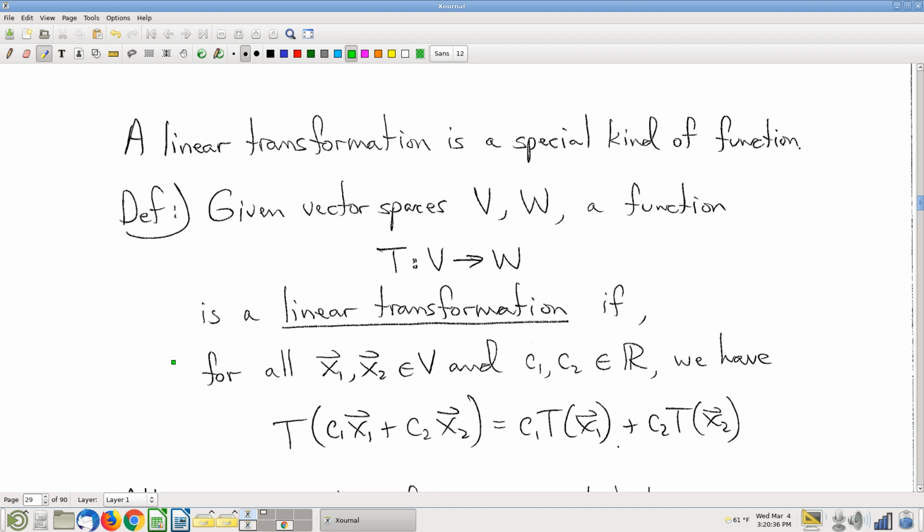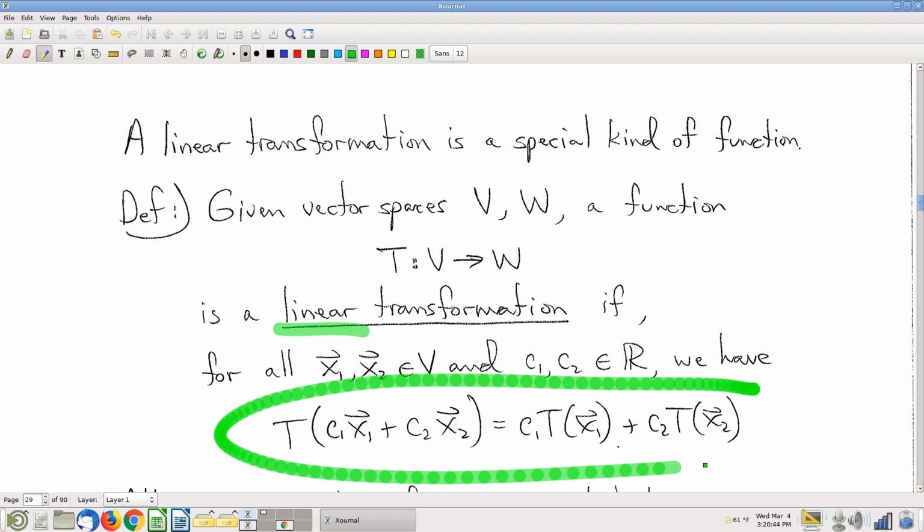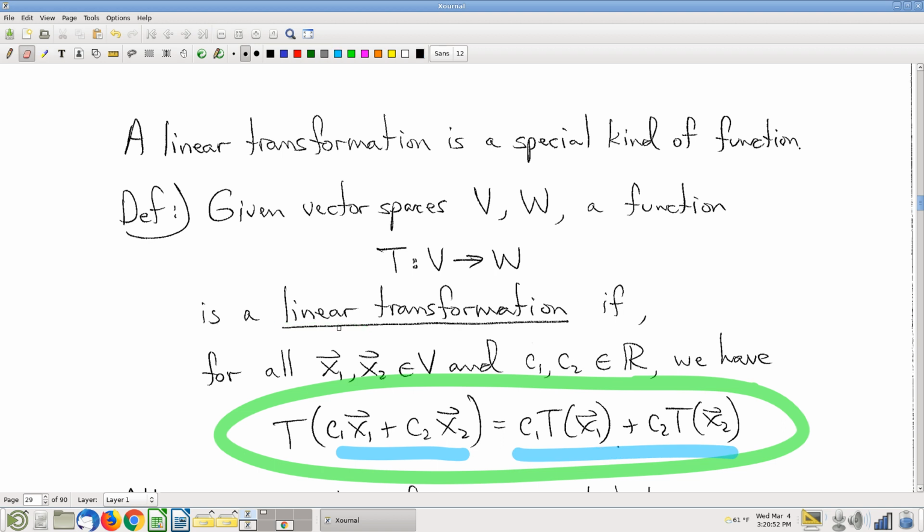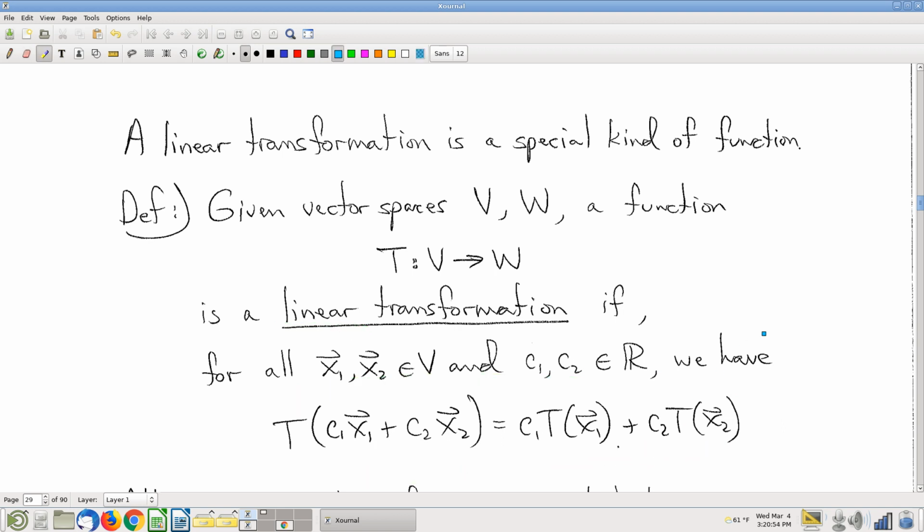So, here we are, talking about linear transformations. Reminder, linearity means this: if you put a linear combination into the function, then you get the corresponding linear combination out of the function, right? So it's a very natural property to want to have. Of course, minor point, don't forget to confirm that the domain and the target have to be vector spaces.